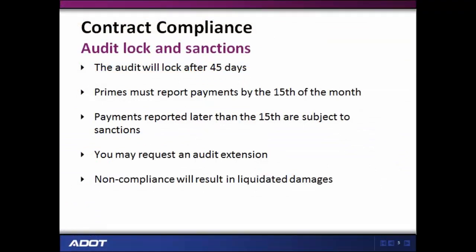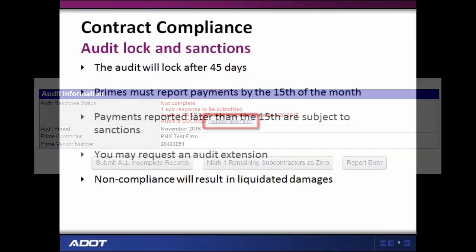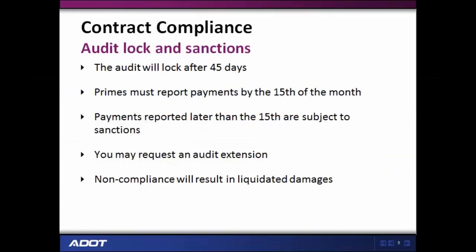There is a time limit for reporting payments. The audit will lock after 45 days. All payments must be reported by the Prime by the 15th of the month. Any payments reported later than the 15th are subject to sanctions. You will have an opportunity to request an extension to your audit by clicking Request Extension. However, this will not affect whether sanctions are applied. Reporting payments late and/or incorrectly will result in liquidated damages.